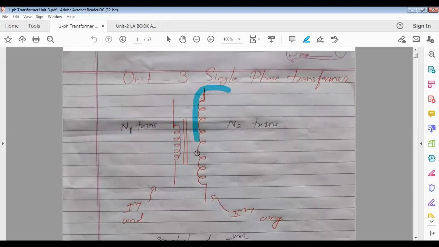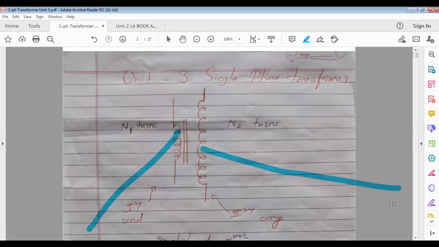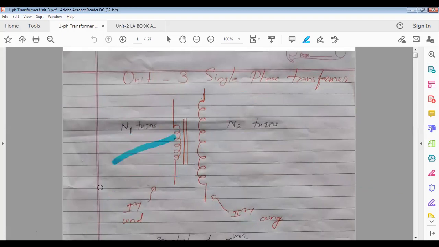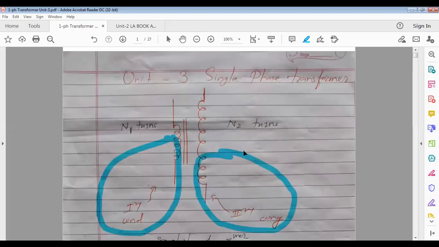And this side is also a secondary winding. Here it also has many turns, again the same thing, some hundreds: 800, 900, 1000. So N2 is the number of turns on the secondary. So a single primary winding and a single secondary winding is there in a single phase transformer. If it is a three-phase transformer, you will find 3 windings on the primary side and 3 windings on the secondary side. This is a major difference from the construction point of view.